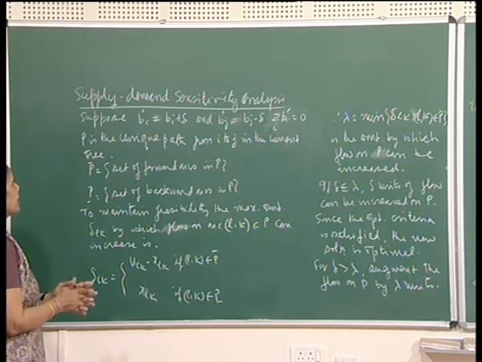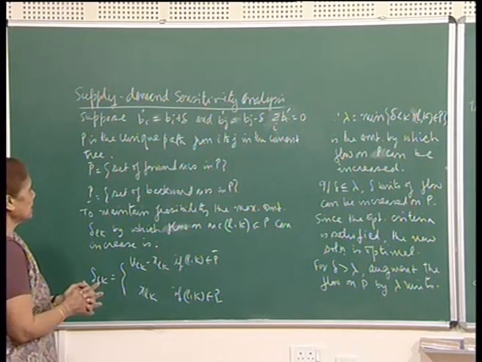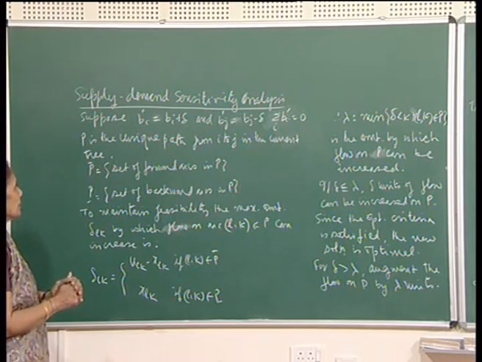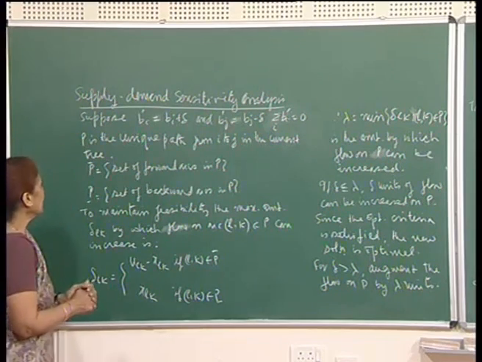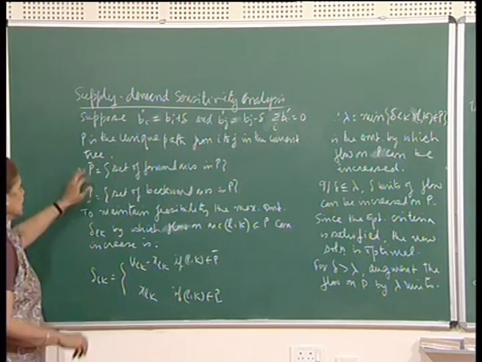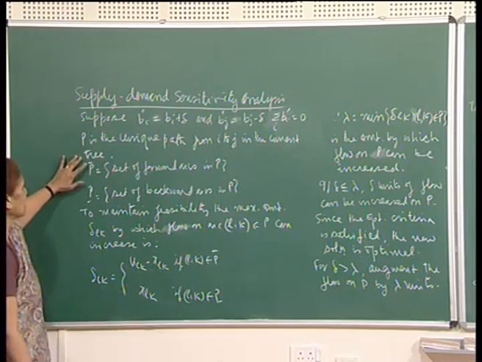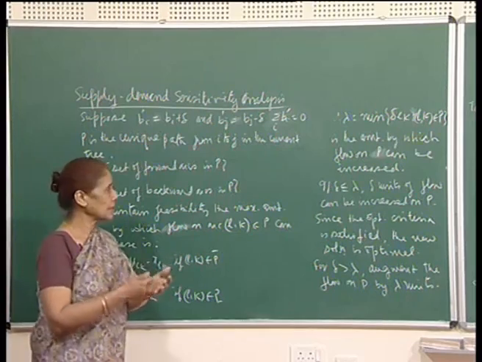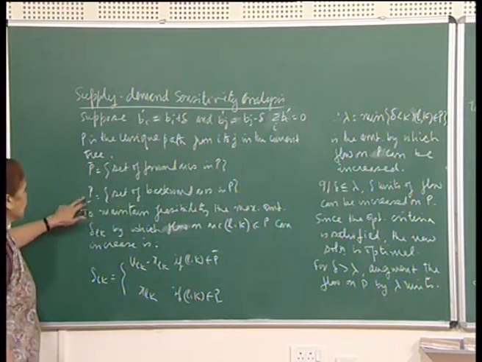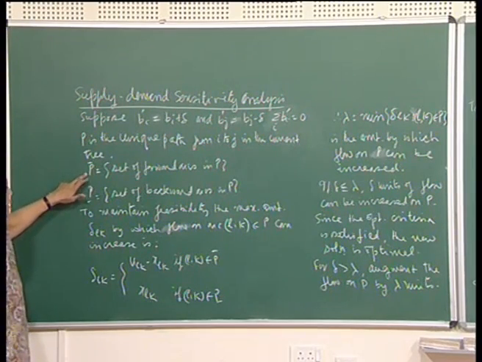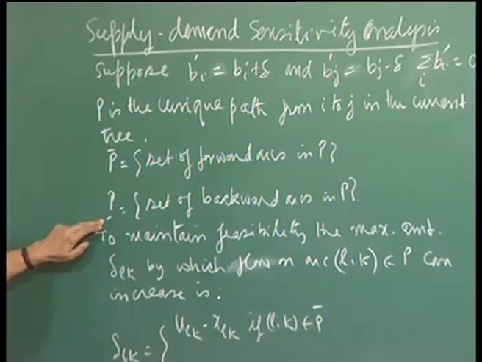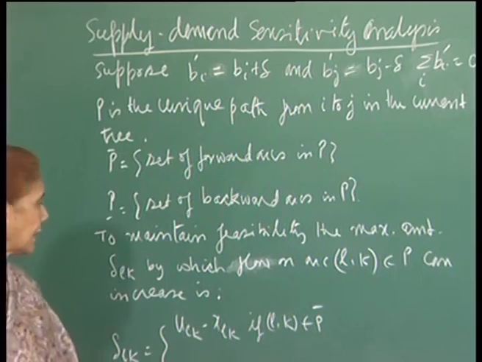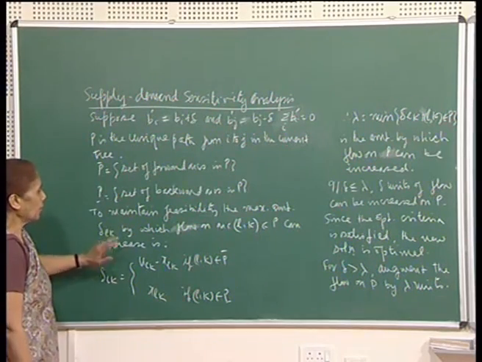Let us just take some pair ij. Supply has gone up by delta and the demand has also gone up by delta units. Since in the current solution there is a tree of basic arcs, there will be a unique path from i to j in the current basis tree. Some arcs will be forward arcs, meaning arcs with the same orientation as from i to j, and the other arcs I will denote by p lower bar. So p upper bar is the set of forward arcs in p, and p lower bar is the set of backward arcs in p.